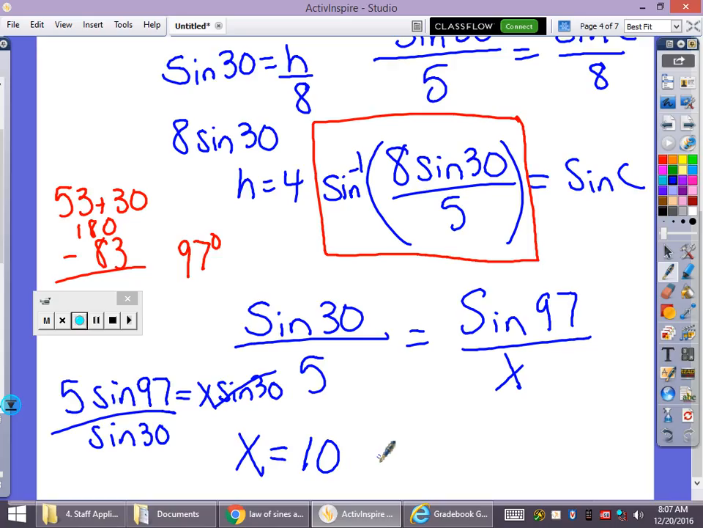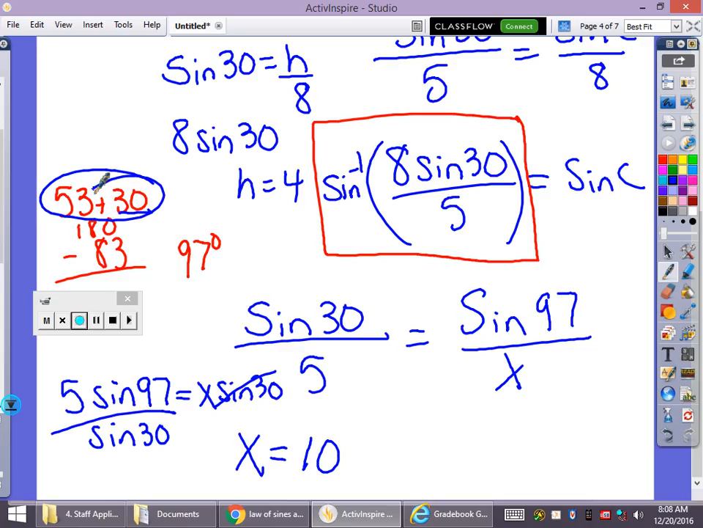Okay, where did 97 come from? I already had the 30. When I found this angle here, angle C, it was 53. And I know a triangle must add up to 180. So I added these two angles together and subtracted from 180 and got 97.